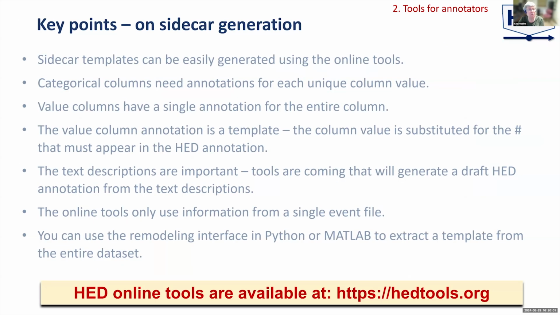So the key points on sidecar generation are: sidecar templates can be easily generated using the online tools. Categorical columns need annotations for each unique column value, whereas value columns are templates. And so you just annotate one time for the entire column, but the annotation has to have a number sign in it.